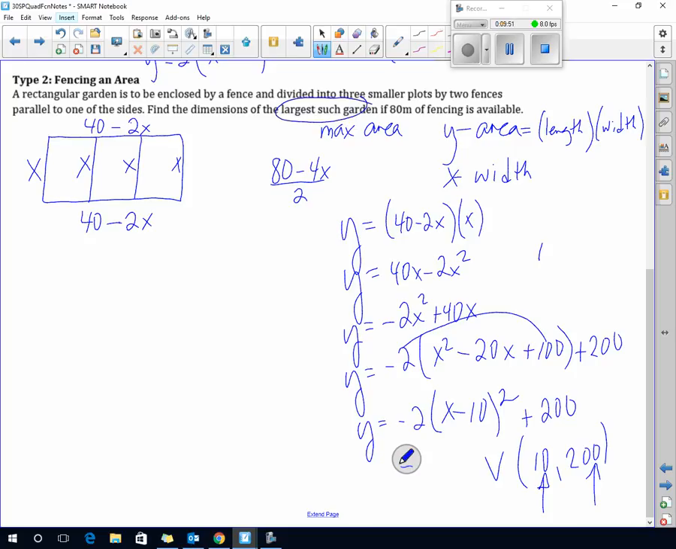So find the dimensions. Well, we know the width is 10. Does everybody understand when they ask for dimensions, they're asking for the length and the width? Or the length, the width, and the height if it was a volume? So the width is 10 meters, and the length is 40 subtract 2 times 10, so 20. Or you could have figured it out. The area was 200. If the width was 10, the length must be 20, because that's the only way it would work, right? Okay, moving on.